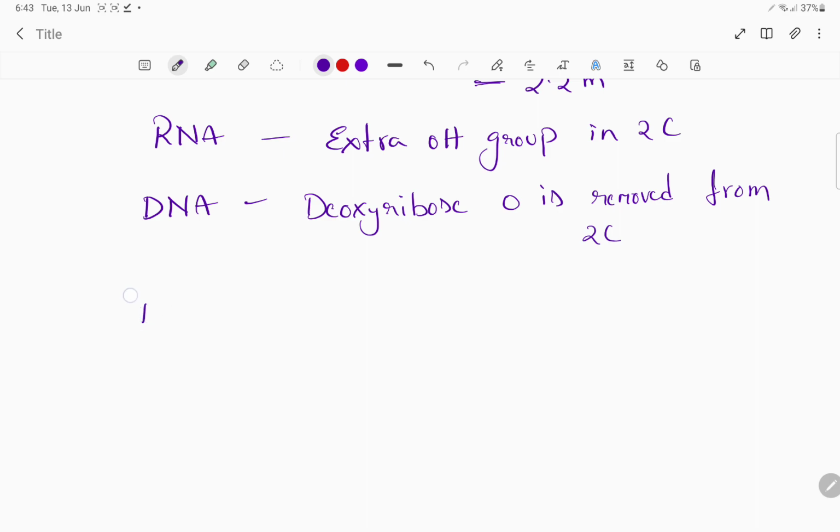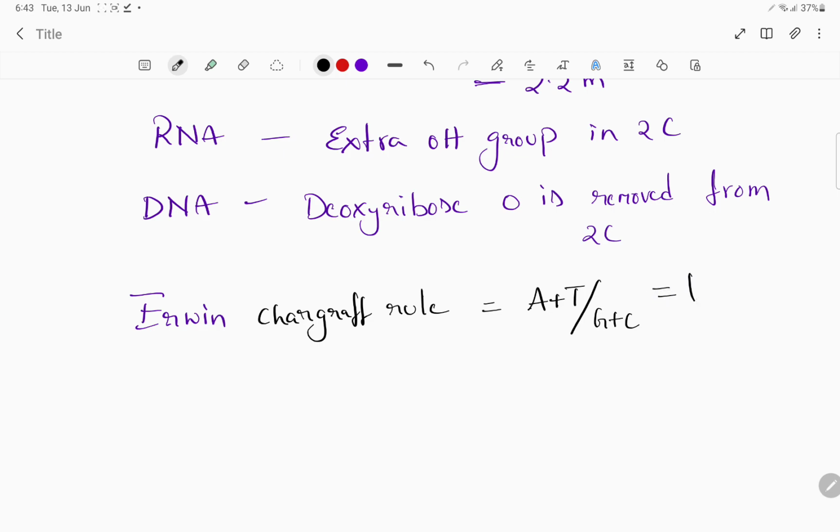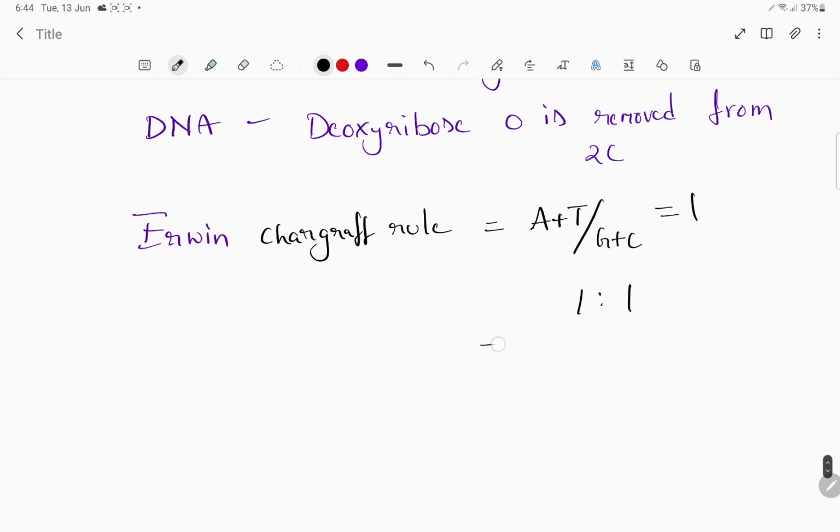And next it is Erwin Chargaff's rule. Adenine plus thymine by guanine plus cytosine is equal to 1. So it will usually be in the ratio of 1:1. For example, if you take adenine as 20%, and thymine is also the same.